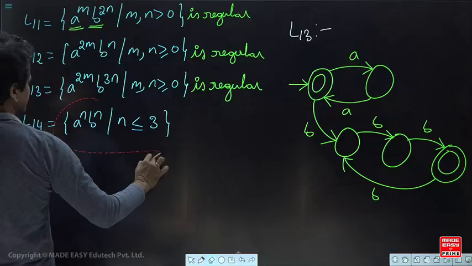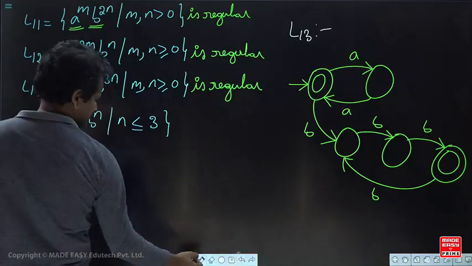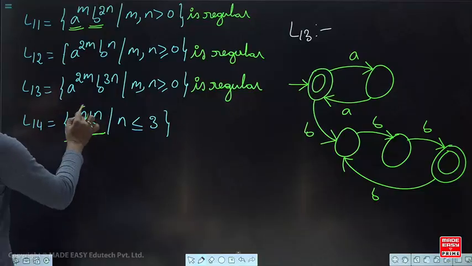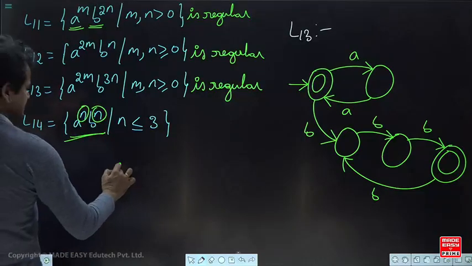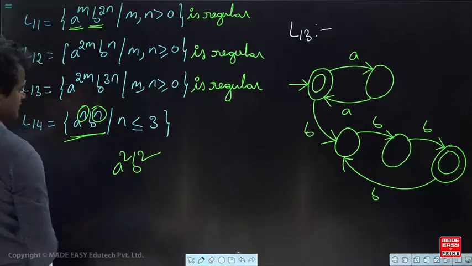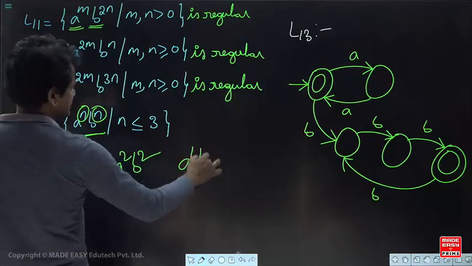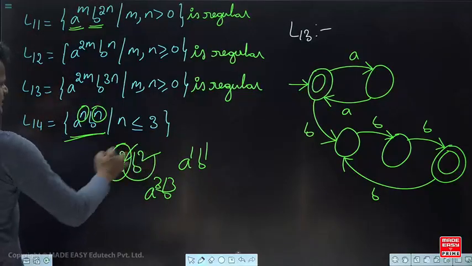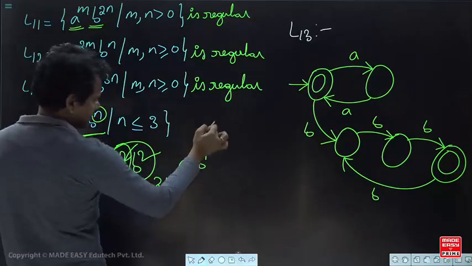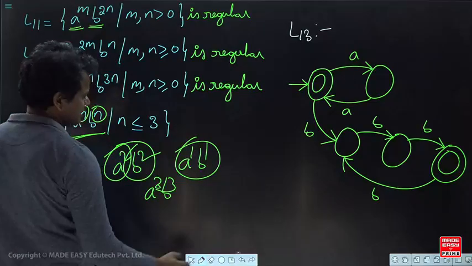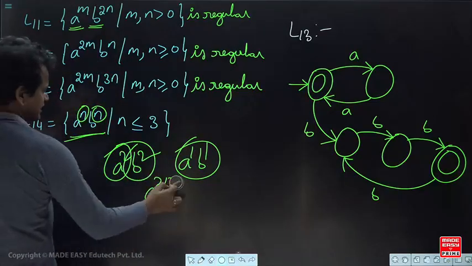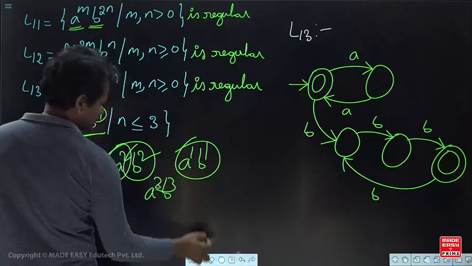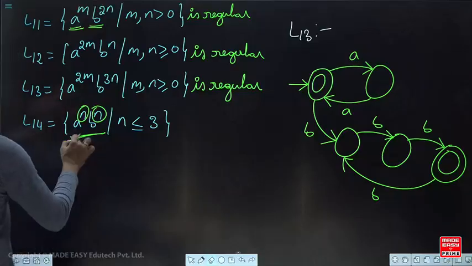Look at this guys, A power n, B power n. The powers are equal. That means if A's are 2, B's must be 2. If A's are 1, B's must be 1. A's are 3, B's must be 3. So you have to check whether A's and B's are equal or not. For that you have to count the A's and B's. And counting A's and B's is impossible. You cannot count the A's and B's through finite automata. Are you following? So you cannot check whether A's and B's are equal or not.